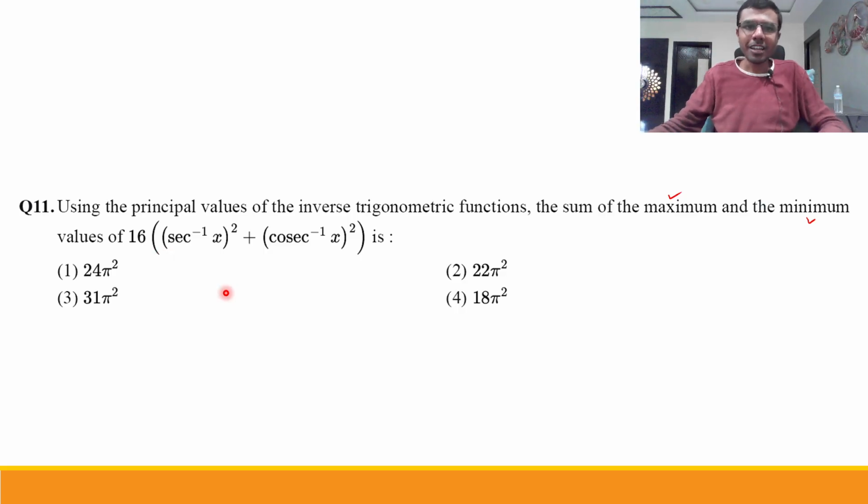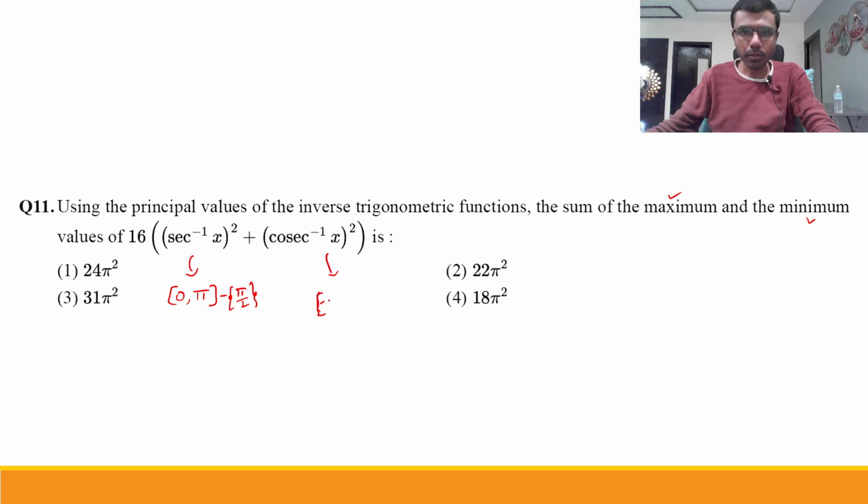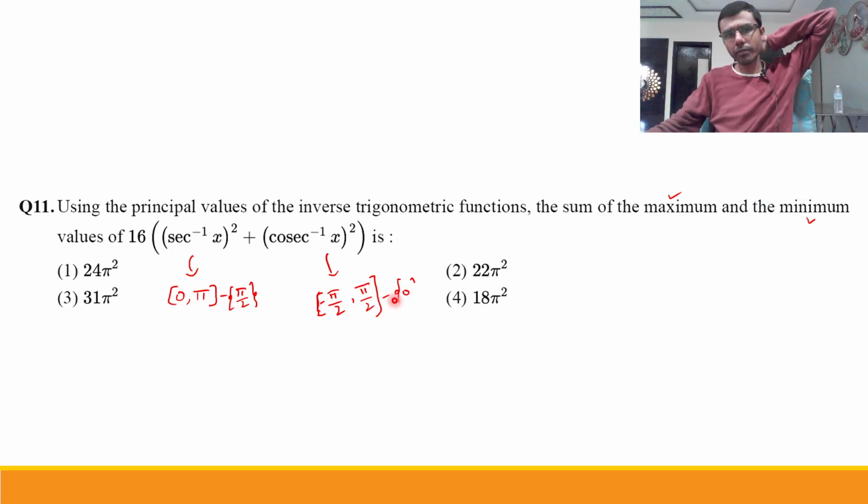Okay, now one straightaway approach which I tried and it kind of worked for this was the guess method. Now what is this guess method? See, secant inverse x, its output goes from 0 to pi, minus pi by 2. They've told principal values, so the output of cosecant inverse x is minus pi by 2 to pi by 2, excluding 0. Now you see, definitely the maximum value of cosecant inverse x is pi by 2 and this one is pi. So it looks like if I make sure that secant inverse x is pi, that's when I could get the maximum value.